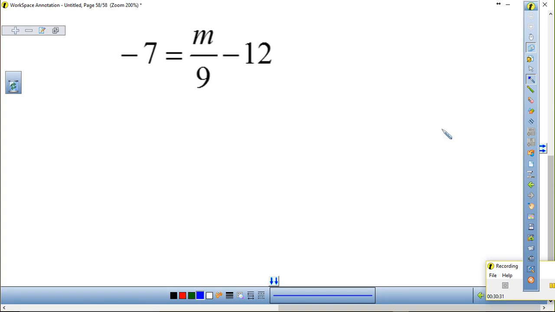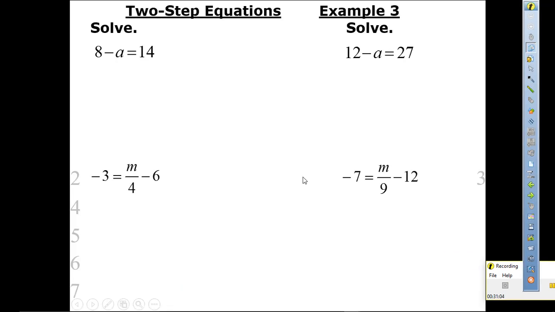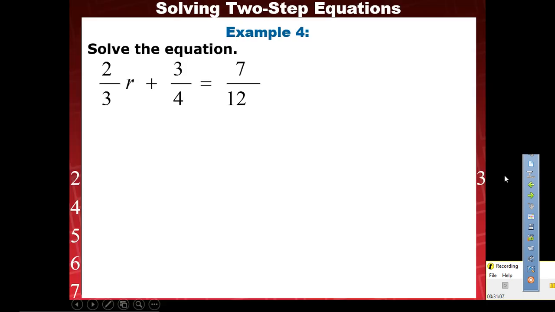Hands, if you're done. Okay. Tell your neighbor what you got, please. All right, let's see. What'd you get for this one? 45 equals M. Hands if you got that. That is correct. If you wrote M equals 45, I'm going to take a point off. Make sure you leave the M where it belongs. Okay? All right. Next, copy this one.